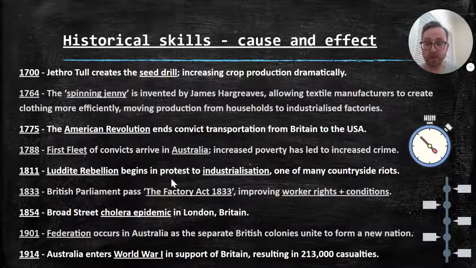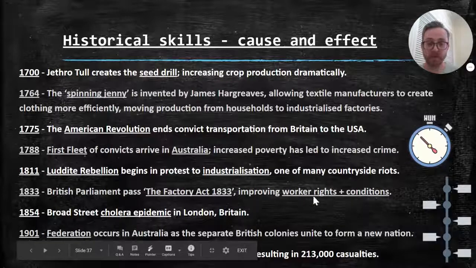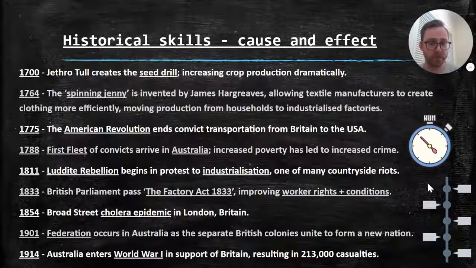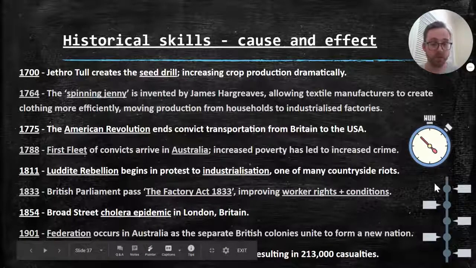The Luddite Rebellion in 1811 was kind of like a Terminator event where we rose up against the machines. There were a couple of angry workers who were upset that they lost their jobs to machines, to robots, if you will, and they went around smashing factories and smashing machines. 1833, so this is actually connected to, I guess, the child labor stuff that we looked at. So British Parliament, the government, passed a law, the Factory Act, aimed at improving workers' rights and conditions.